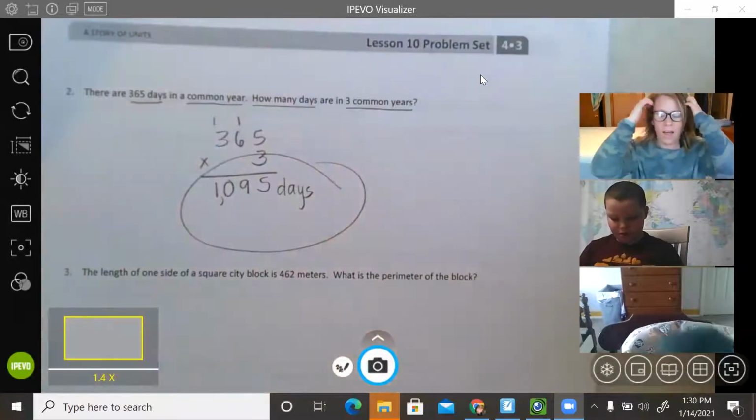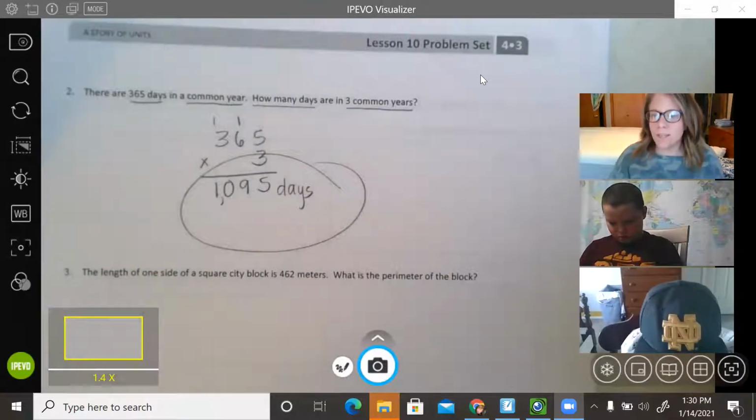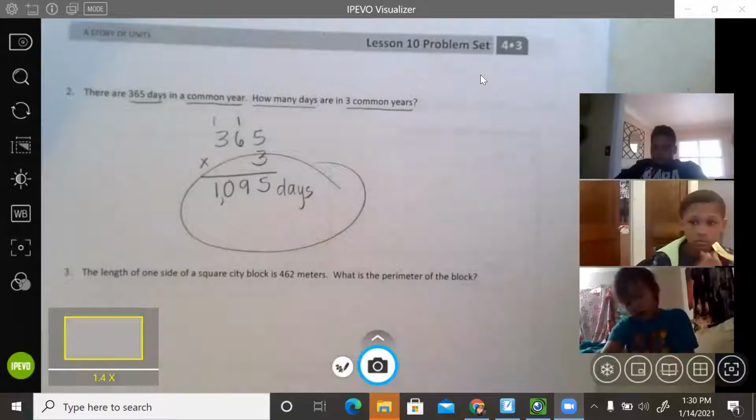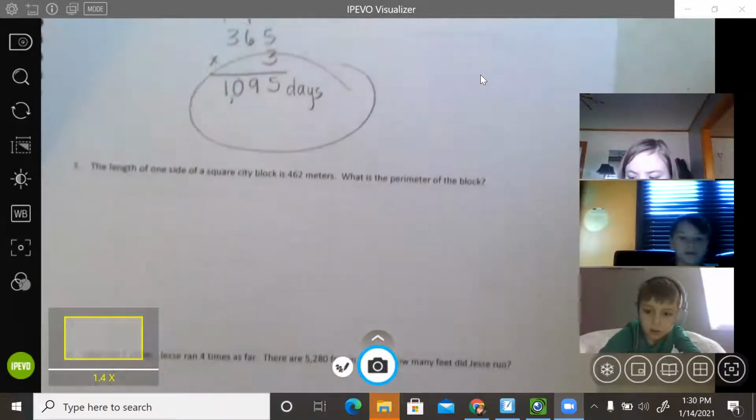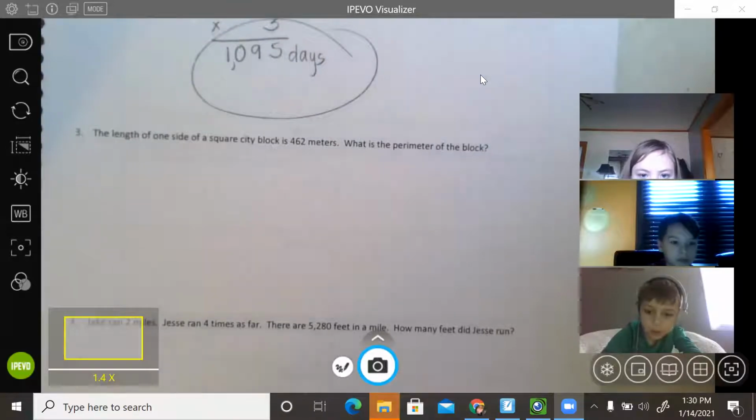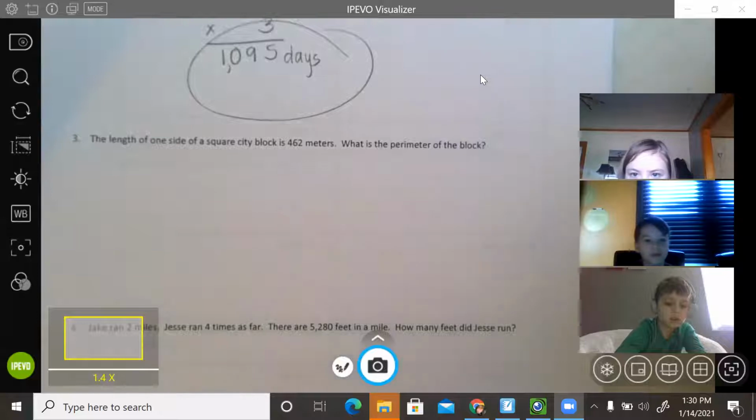Okay, now I love question number 3 because it takes us back to skills we've already done. I have not heard from Hunter. Can you read number 3, please? The length of one side of a square city block is 462 meters. What is the perimeter of the block? So Hunter, what's important? If you are not Hunter, please make sure you mute yourself. Hunter, what should we underline here?